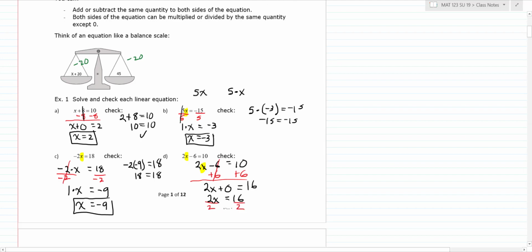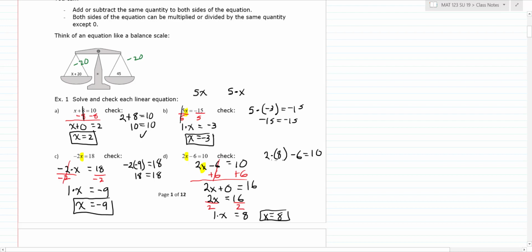Again, this will give you 1 times x is equal to 8. So the answer is 8. Okay, when you check the answer, you want to just write down the problem, which is 2 times the answer minus 6 equals 10, and just verify that. So plug the 8 back in.